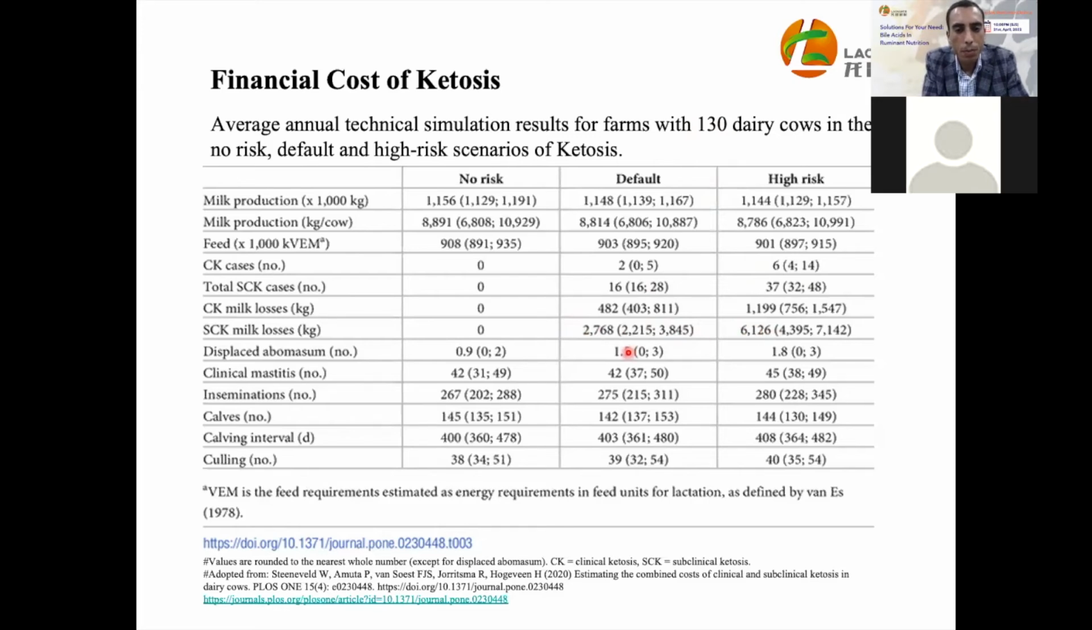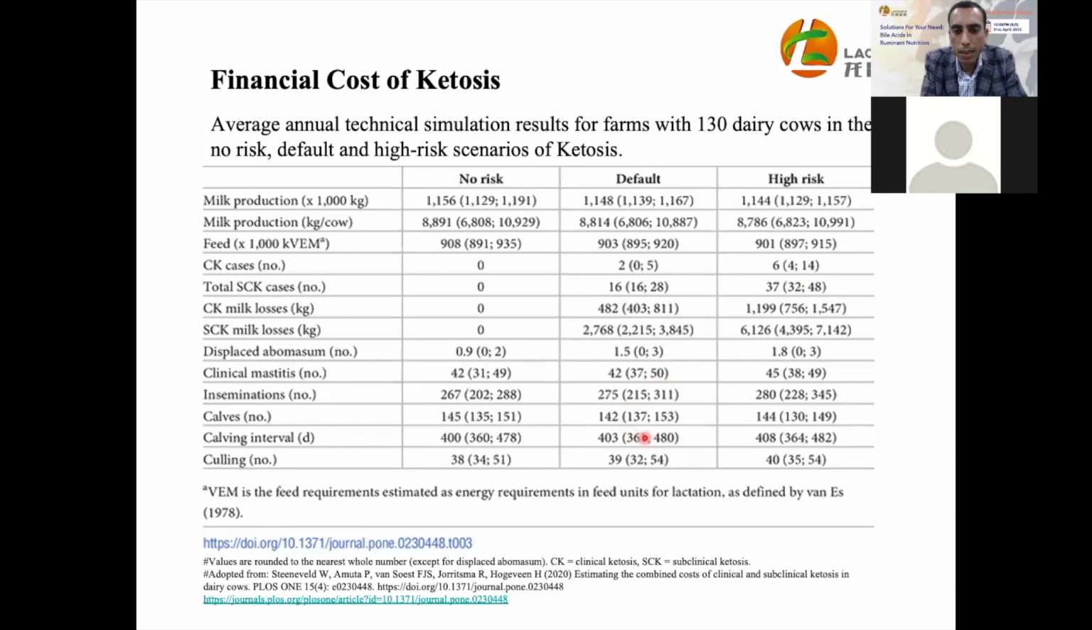For displaced abomasum, the normal range is 1.5 or 1%, and higher for the high risk level. For clinical mastitis, insemination and other parameters, as the incidence rate becomes higher, the loss becomes higher also. So the relation is positive, about 2 times.